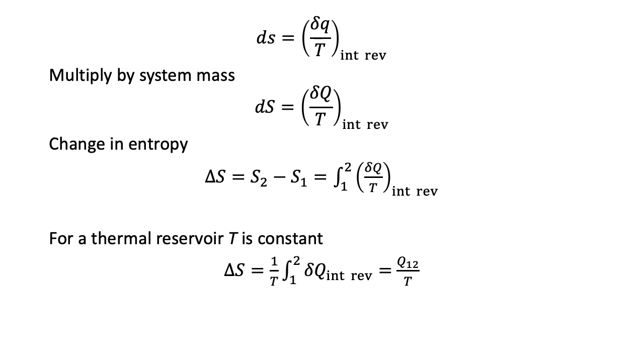For a thermal reservoir, the temperature T is constant, so delta S is equal to Q12 divided by T, where Q12 is the total heat added to the system in taking it from state 1 to state 2. On a rate basis, we can write that dS by dt, which is the rate of change of entropy of the system, is equal to Q dot divided by T, where Q dot is the rate of heat transfer.